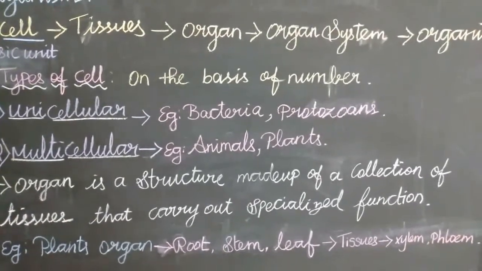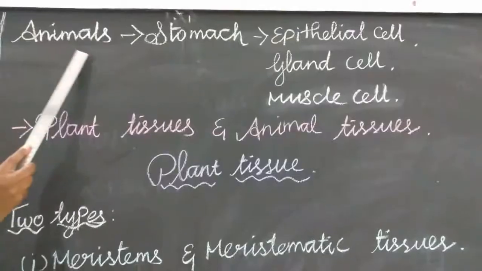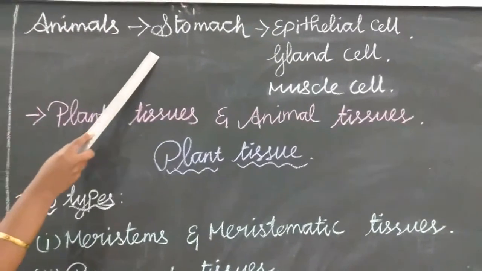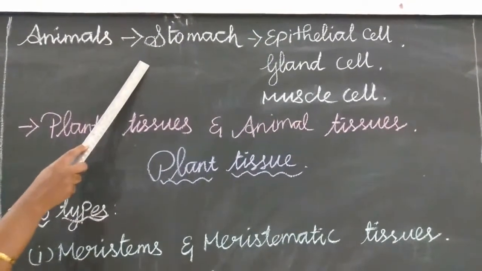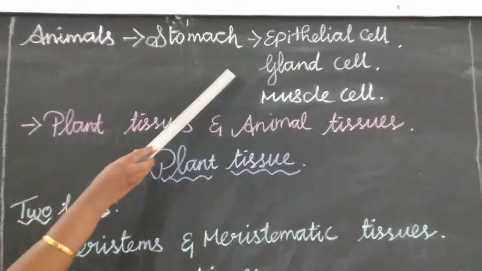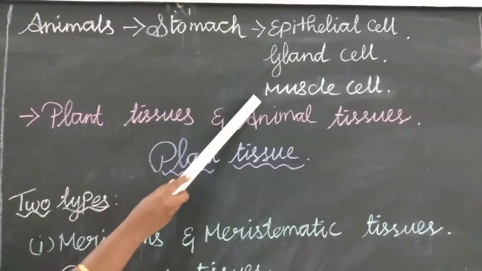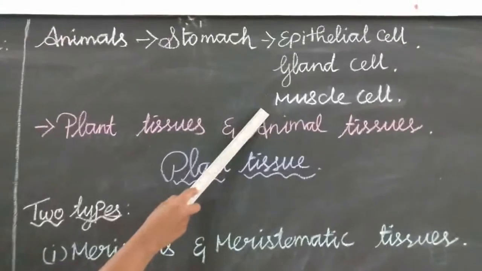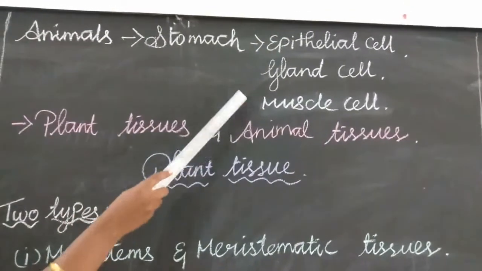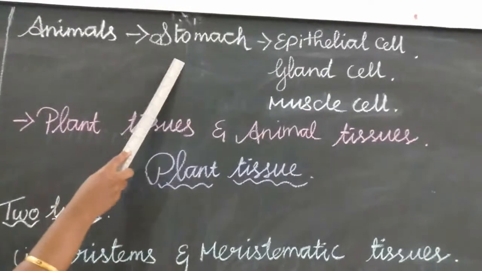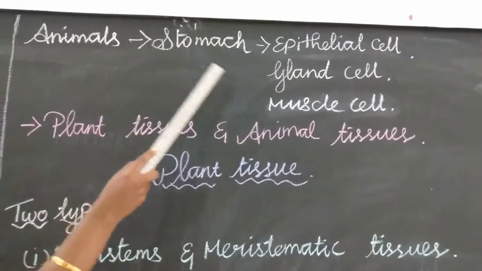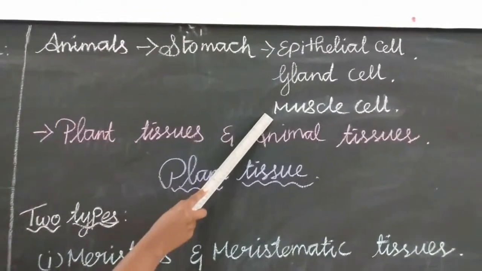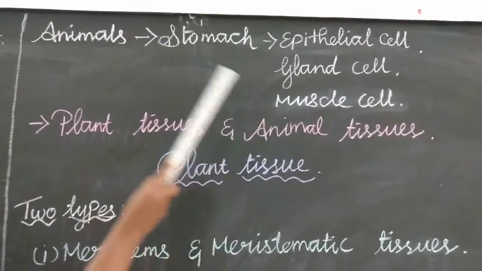Next, we will go to the animals. For animals, we see the stomach. The stomach comprises epithelial cells, gland cells and muscle cells. Do you know the intestine has a number of secretory glands? So, these three comprise to form a stomach. Stomach is an organ. These three cells form a tissue. So, tissue is the fundamental base of the formation of an organ.